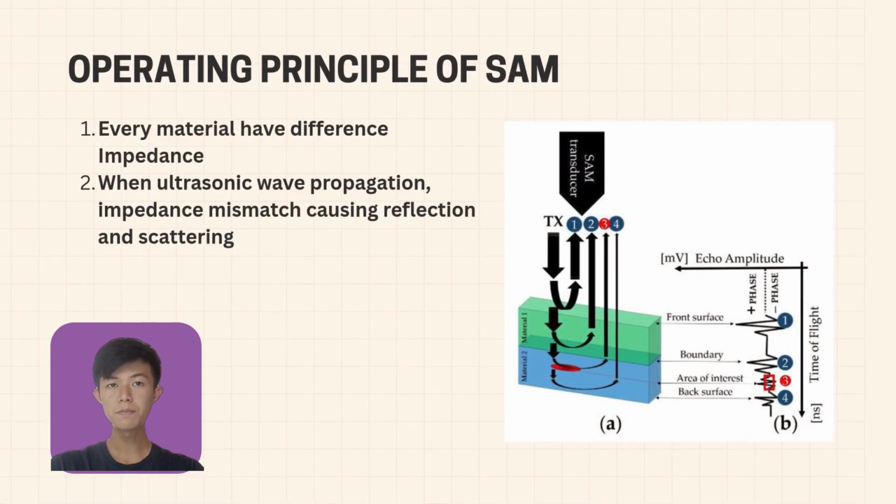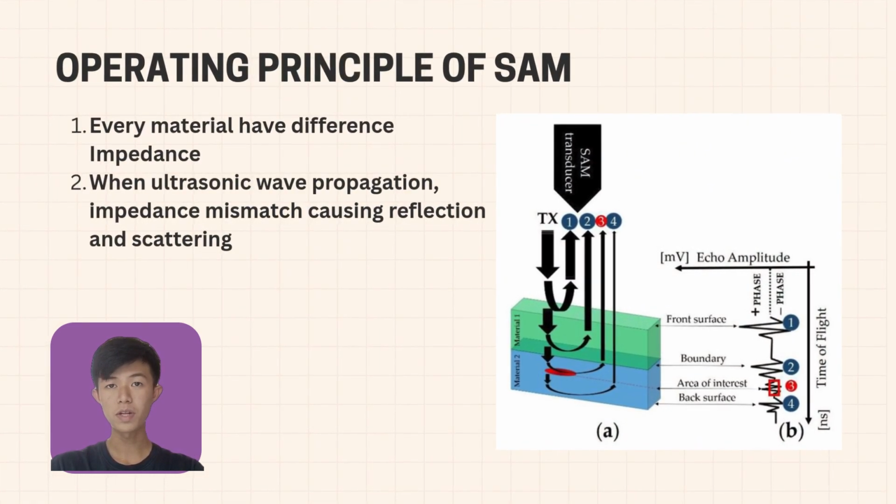The working principle of SAM is based on ultrasonic wave interaction with materials. When an ultrasonic wave encounters a change in acoustic impedance, such as between solid material and air, strong reflection and scattering occurs. SAM uses this impedance difference to detect internal defects.